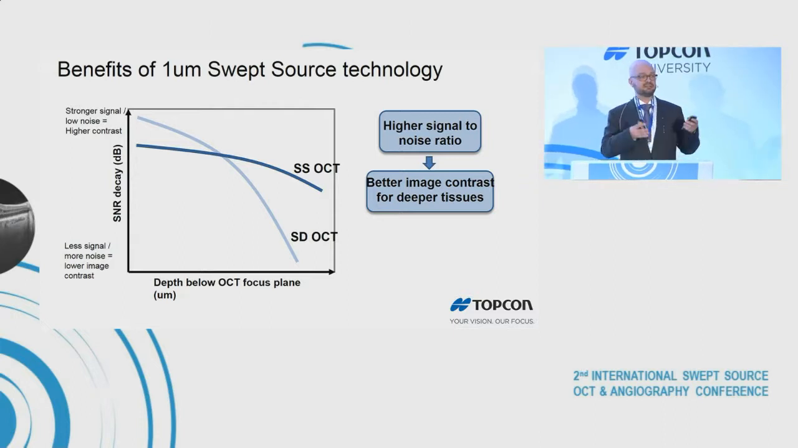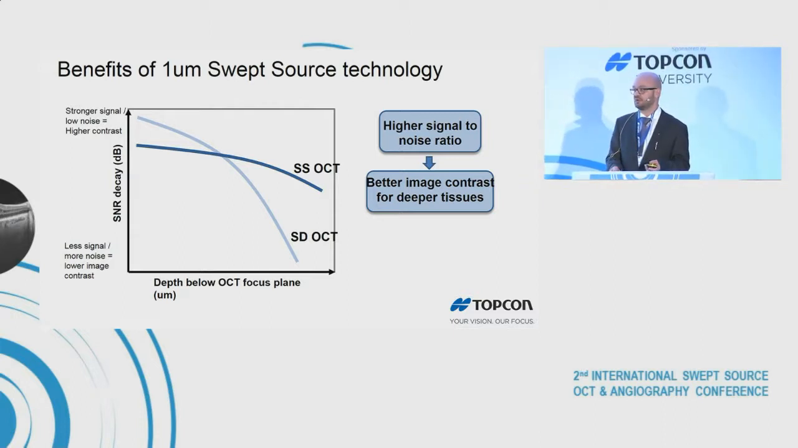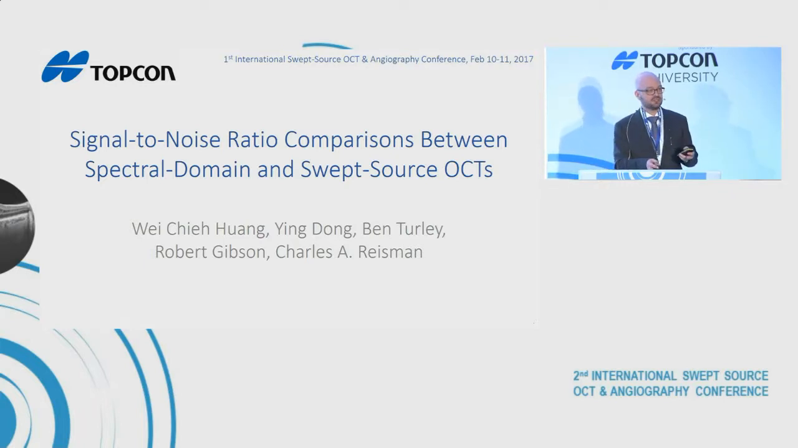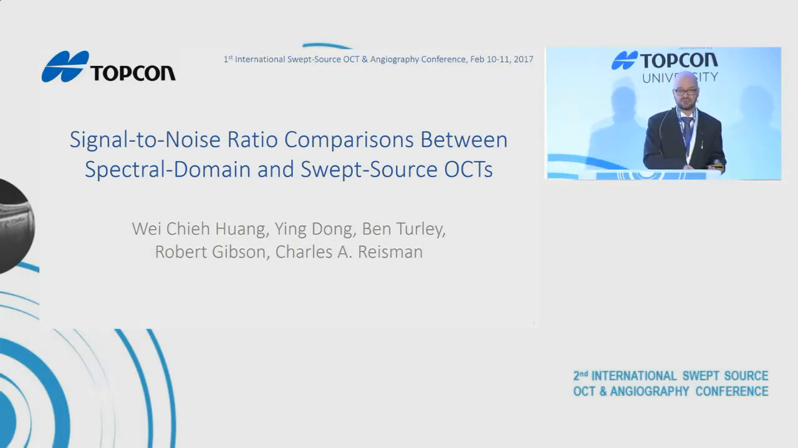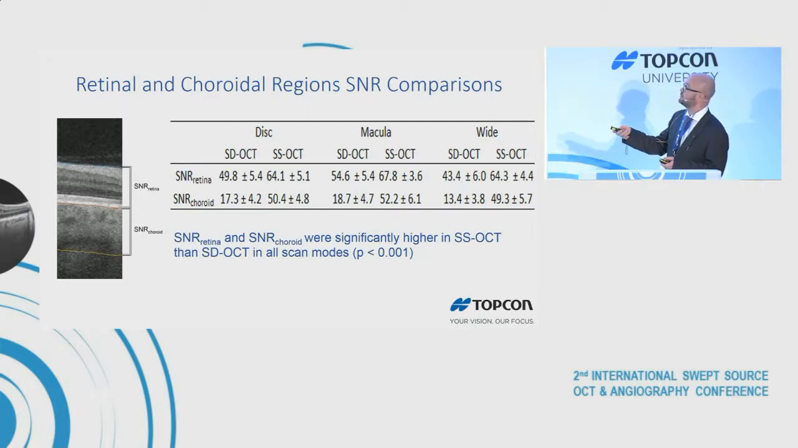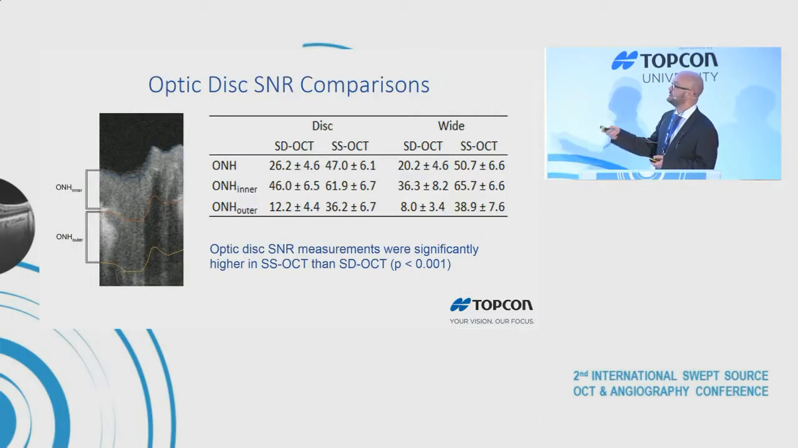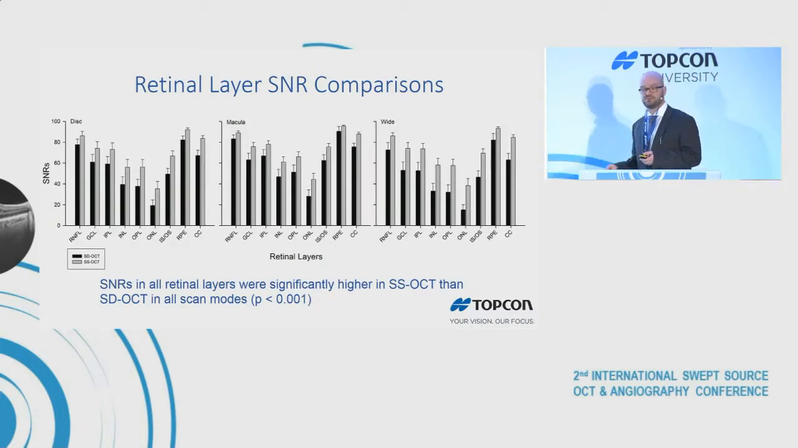Now, again, this is very, very easy to say, but we need to prove it, and we need to actually demonstrate it. And with this in mind, Charles Reisman's group last year at the ISSOCT meeting presented a paper where they compared directly in healthy patients the penetration of swept source and spectral domain between the Triton OCT and the Maestro OCT. And they were able to show that both in the retinal and choroidal regions, the signal-to-noise ratio was much better using swept source. Also in the optic disc, the swept source had a much better signal-to-noise ratio and was able to penetrate much better. And also in the different layers, it was possible to get a much better signal using swept source.